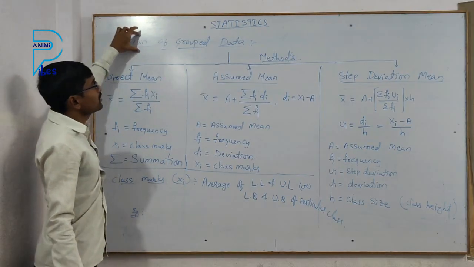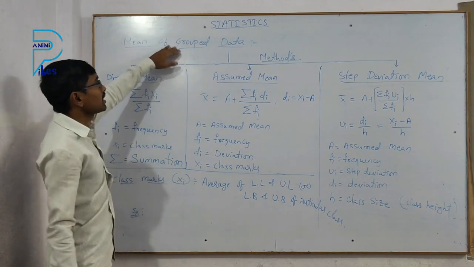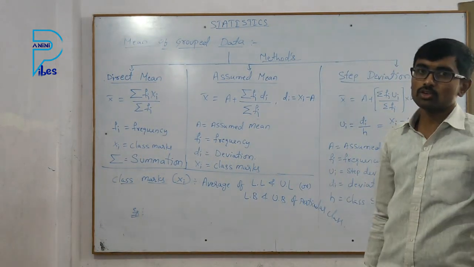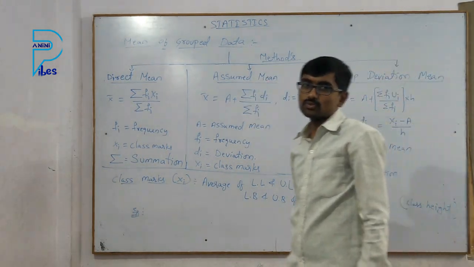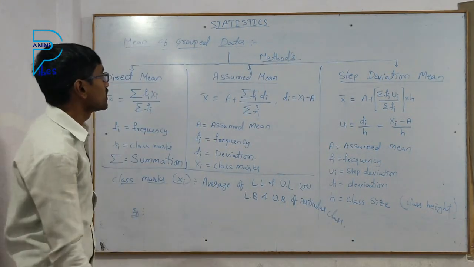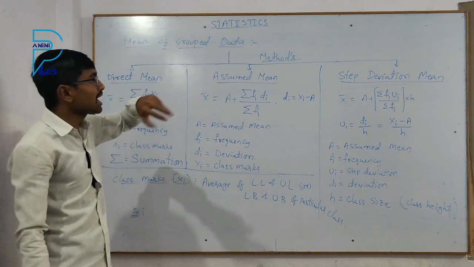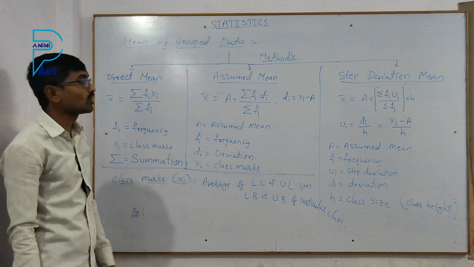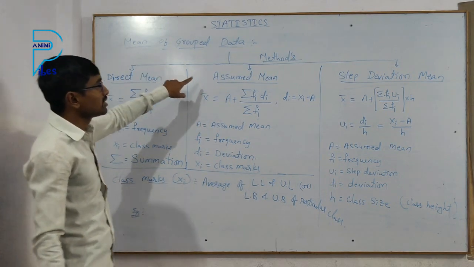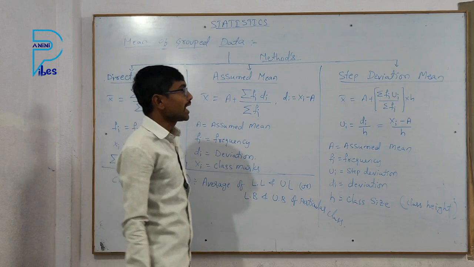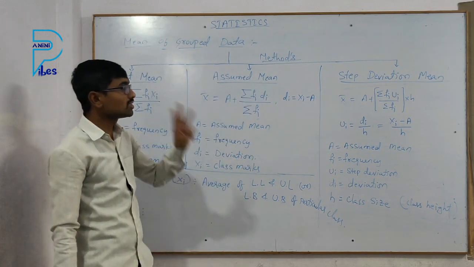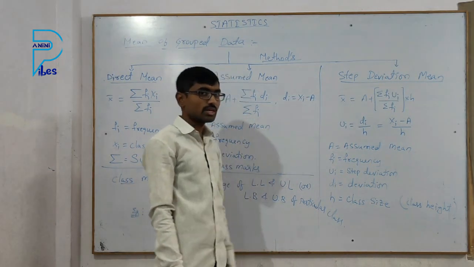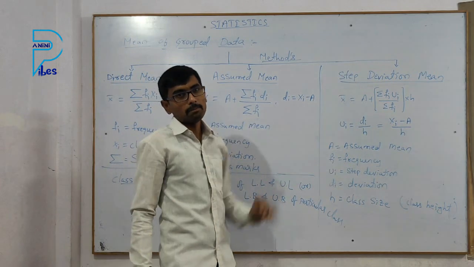Now we are going to find the mean of grouped data. Till now we have discussed the terms related to grouped data. So now we are going to find the central tendencies of grouped data. First one is mean. How to find the mean of grouped data? For finding the mean of grouped data, we have three methods. First method is the direct mean method. Second method is the assumed mean method. And third method is the step deviation mean method.